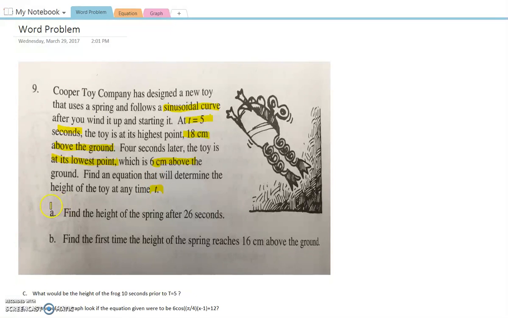The tasks that were given to us were A. Find the height of the spring after 26 seconds. B. Find the first time the height of the spring reaches 16 centimeters above the ground. And we had to come up with two other problems, which are C and D, being: what would the height of the frog be after 10 seconds prior to t equals 5? And D, how would the graph look if the equation given were to be 6 cosine of pi over 4 (x minus 1) plus 12?